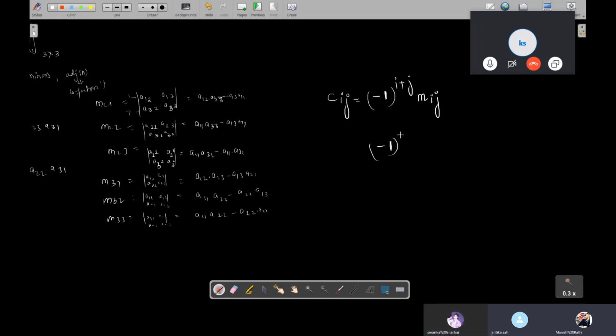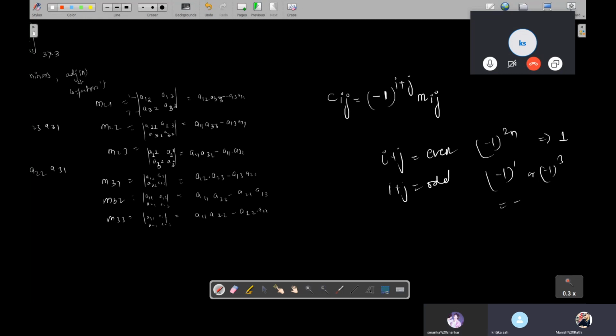If i plus j is even and i plus j is odd. Even implies (-1) to the power even, and odd implies (-1) to the power, say, either 1 or 3 in your case. So if the power is even, I'll be getting 1. If the power is odd, I'll be getting minus 1 with Mij.